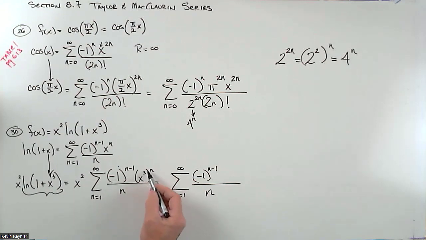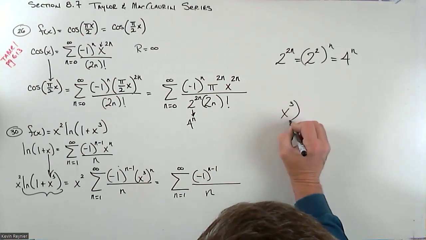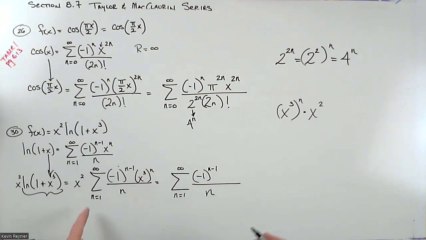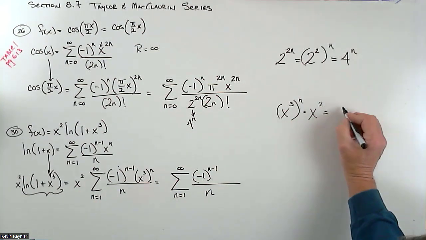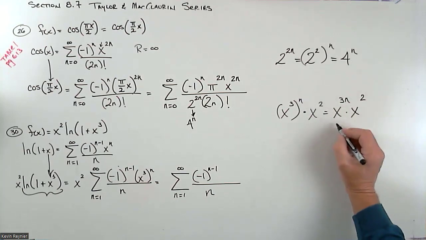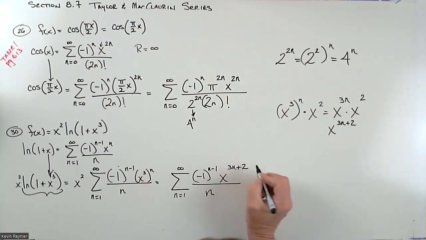This is x to the 3n, but here's an x squared out here, so that's 2 more x's, right? So we got power to the power you multiply. So this turns out to be x to the 3n times x squared, right? That's what we're doing here. So that gets us x to the 3n times x squared, which is x to the 3n plus 2. And there we go. We're done.